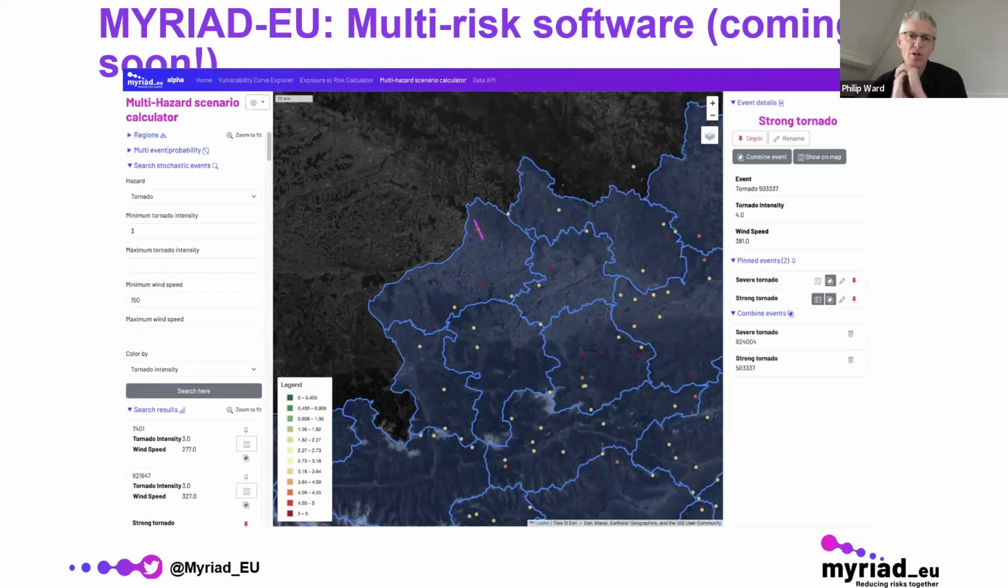Almost wrapping up now, but this is some software which is coming soon, within the next month or two. We're developing open source software where you will be able to click on any of these NUTS2 regions within Europe and get the different scenarios of plausible kinds of events that could occur together, and then get an estimate of the risk using different metrics depending on which sector you are involved in. And then I think it's the final slide, please.